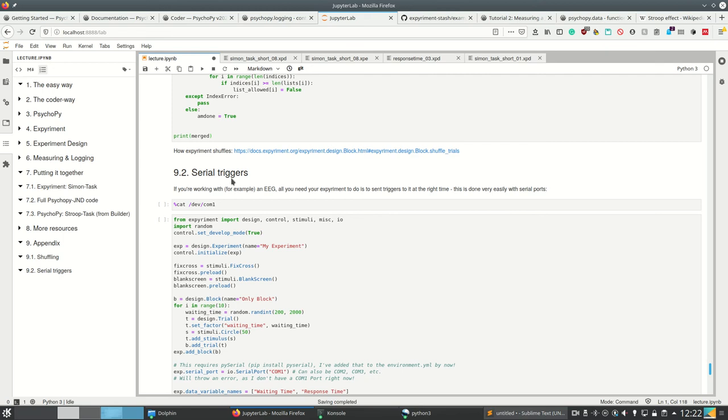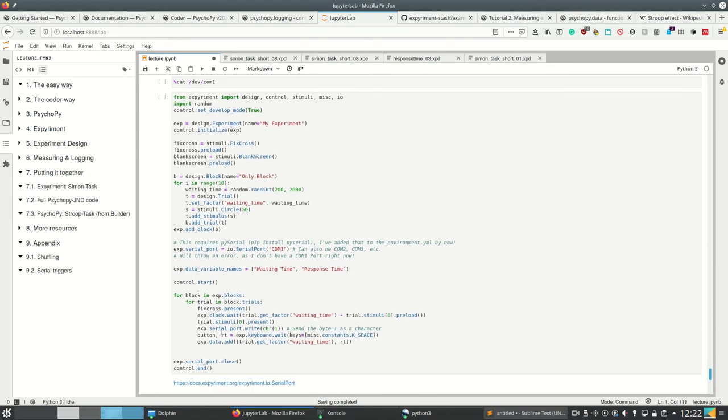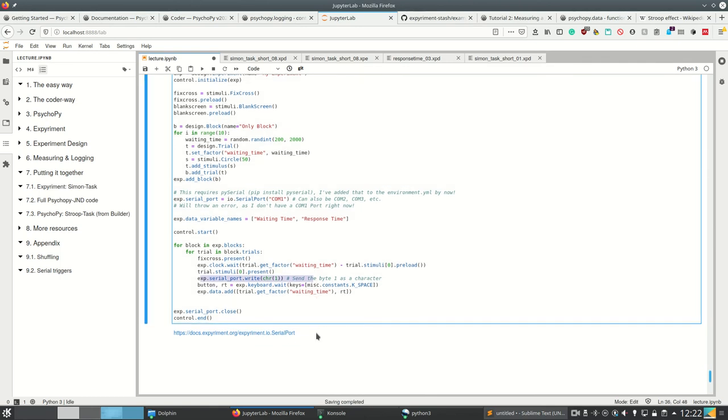I also didn't talk about serial triggers because I don't have an EEG device at hand, but experiment, for example, can do so by sending triggers at the right time, as I'm showing here using xp.serialport.